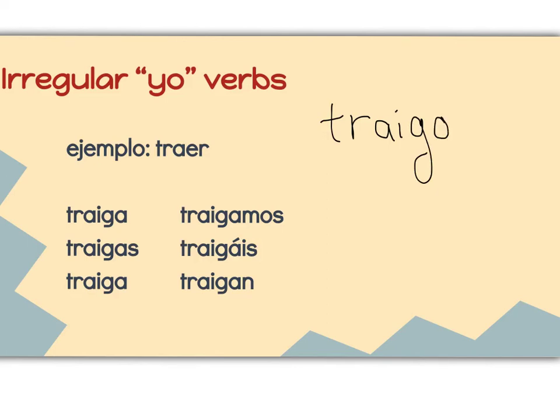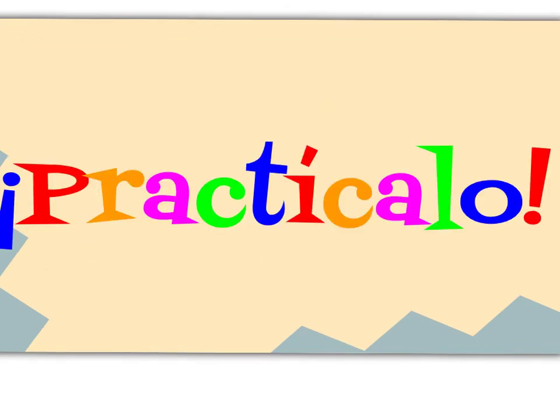So I make my yo, I drop my o, then I add my opposite ending. This is an ER verb, so that's why I'm adding an A to all my endings. Traiga, traigas, traiga, traigamos, traigáis, traigan. Okay, practícalo.